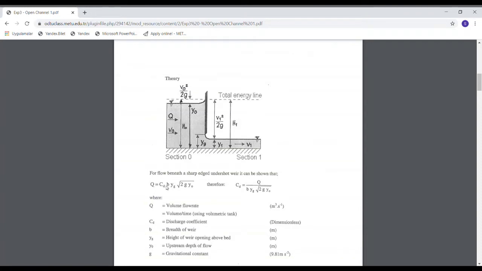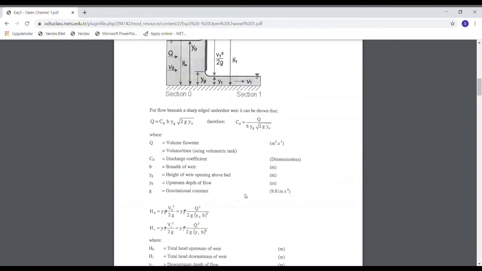water. We have CD, B, YG, square root of 2 G Y0. If you take this CD out from this equation and leave it alone, at the end you'll get this one. In this equation, Q is the flow rate, CD is the discharge coefficient, B is the breadth of weir, YG is this, which is here, height of weir opening above bed, and Y0 is the upstream depth of flow, which is here. And G, of course, is the gravitational constant.